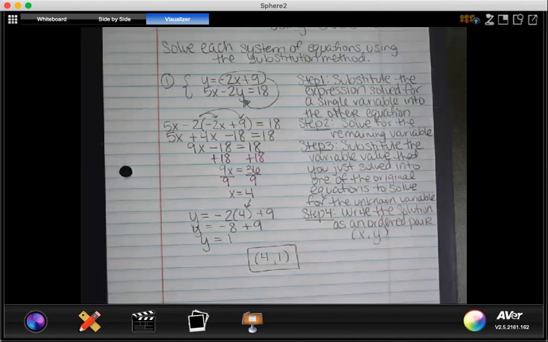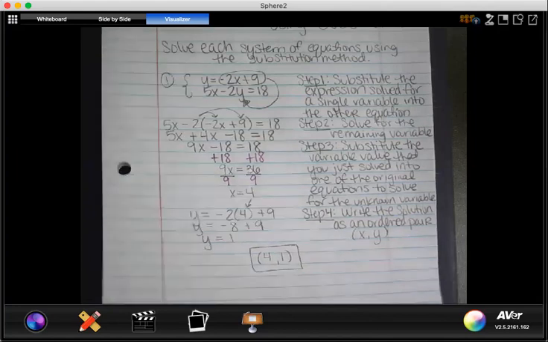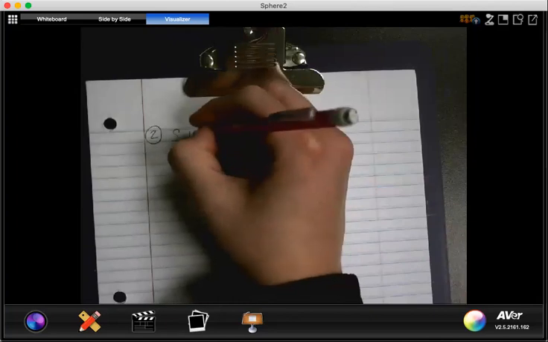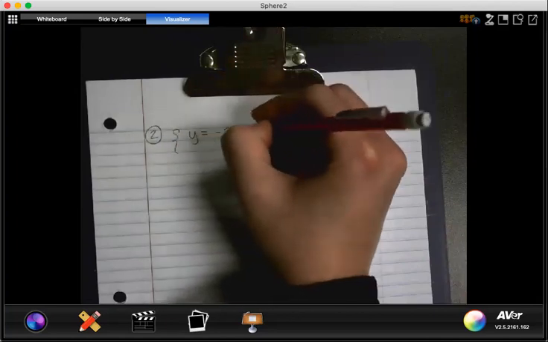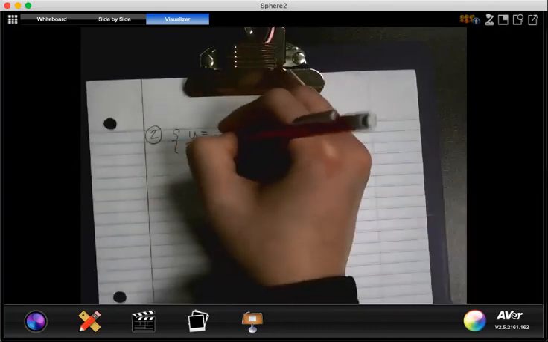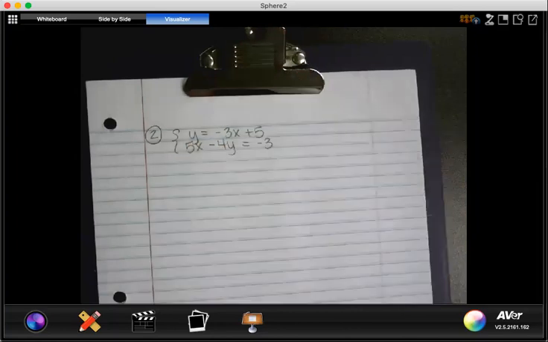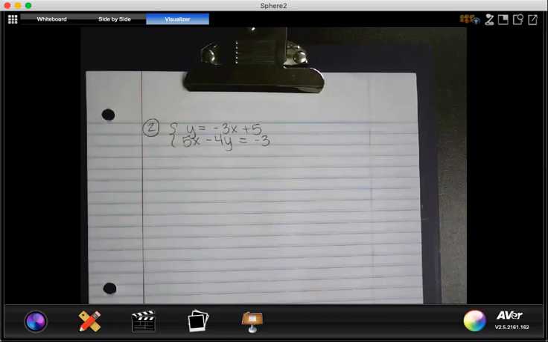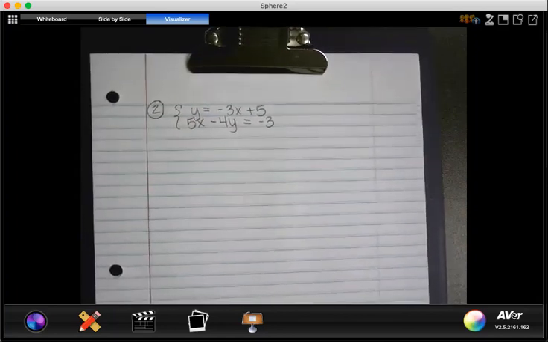If you need more time to copy down number 1, go ahead and pause. If not, we're going to move on to question number 2. Number 2: y equals negative 3x plus 5 and 5x minus 4y equals negative 3.